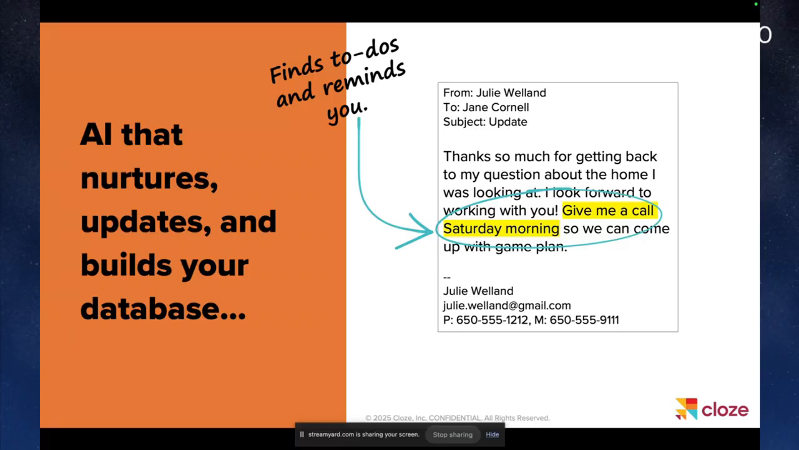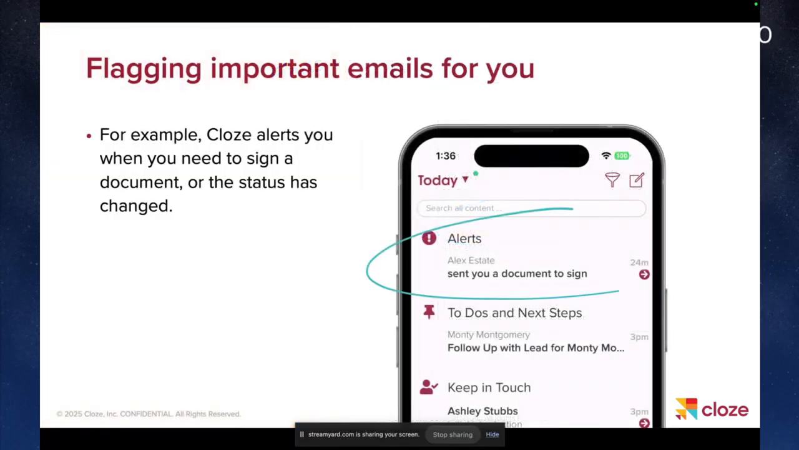Pretty helpful. It's also going to catch things like documents you need to sign. So you're going to see all kinds of docs. So if you got a document from SkySlope that's in your inbox that needs to be signed, Cloze is going to alert you.